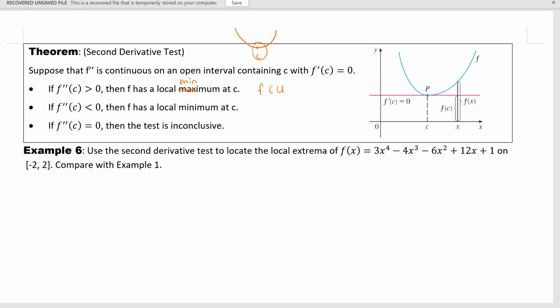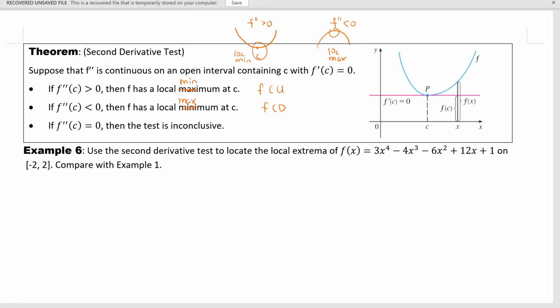Okay, I'm gonna fix my handouts later. Okay, if the second derivative is negative, okay, so here, second derivative positive, we have concave up, so this is local min. And when the second derivative is negative, we have concave down, okay, then this guy is what? Local max. So here is local max. Okay, when the second derivative is 0, then the test is inconclusive.